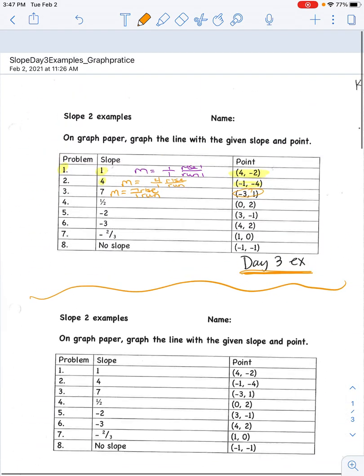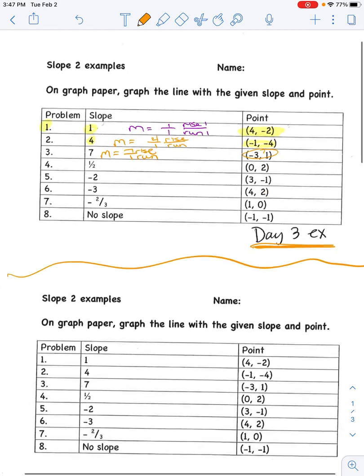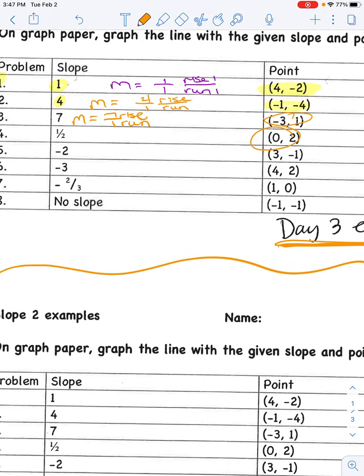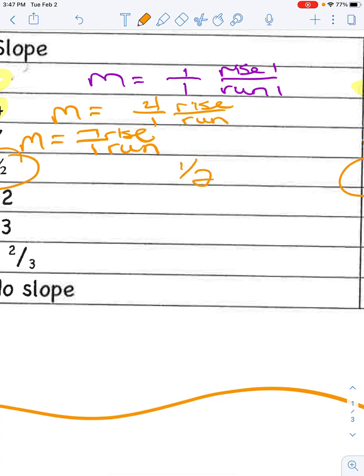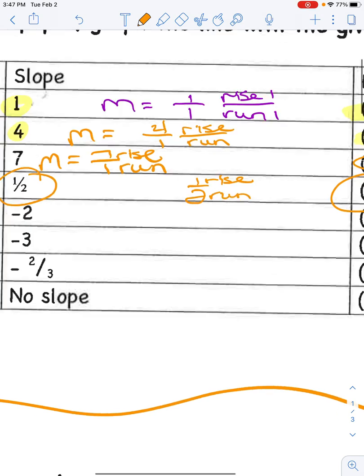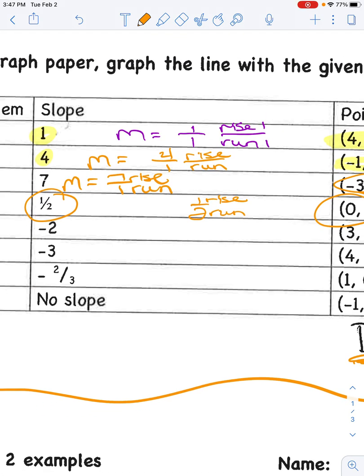Alrighty, let's look at number 4. Now we're going to plot 0, 2 with a slope of 1/2. Rise 1. Run 2. Rise over run. Okay. A steepness of 1/2 is not going to be very steep.